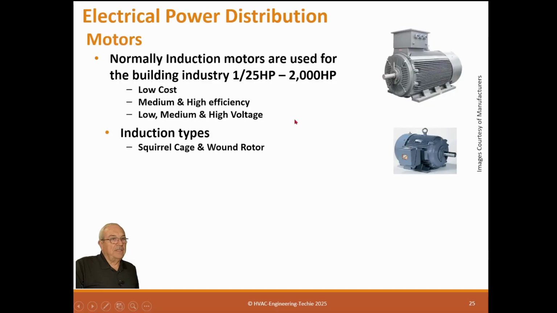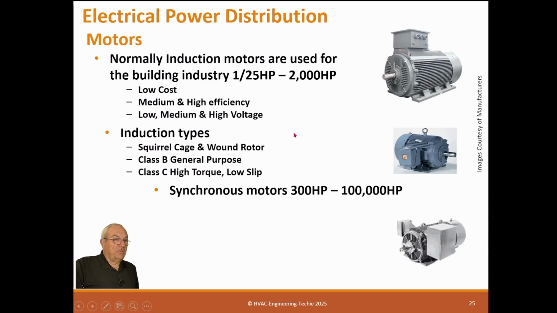Induction types, squirrel cage and wound rotor, technical terms you probably don't need to know. Class B, general purpose is what we use. Class C, high torque, low slip. We don't normally have many high torque loads. High torque would be something that has to start under load, and most of ours don't. Synchronous motors come from 300 horse to 100,000 horsepower. These synchronous motors are big motors, and they're medium and high voltage, high efficiency. The highest efficient motor you can get is a synchronous motor.